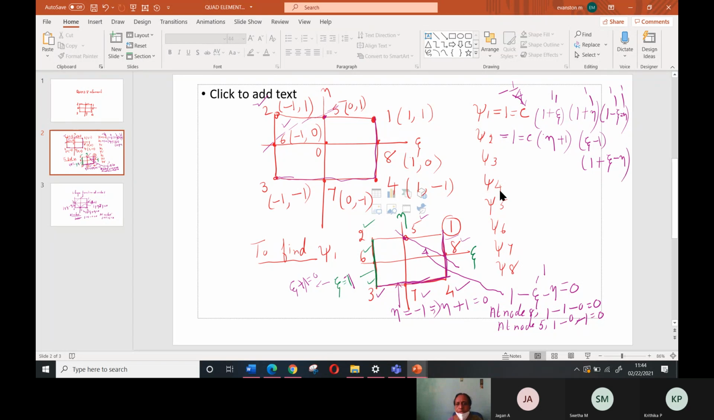So when you are finding out that one, you have to find out the nodal coordinate of 2. What is the nodal coordinate of 2? That is equal to minus 1 and 1. So substitute xi is equal to minus 1 and eta is equal to 1, because we are finding out the shape function at the node 2. So you have to take the coordinates of xi and eta at node 2. So eta is equal to plus 1 and xi is equal to minus 1.